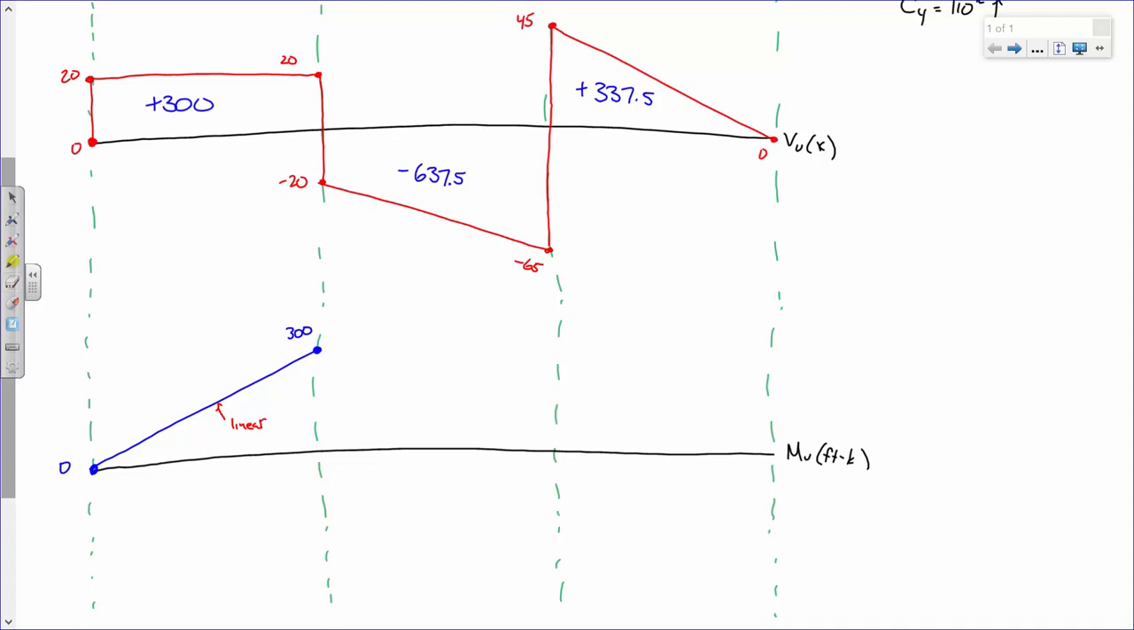Now, if I'm at 300 and I go down this much, that's going to put me at what? Negative 337.5? Right? This is minus 337.5. And this will bring me back up to zero. Now, what does the shape look like from here to here? It's parabolic.